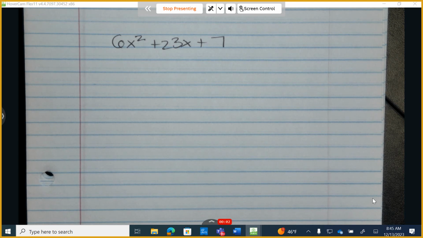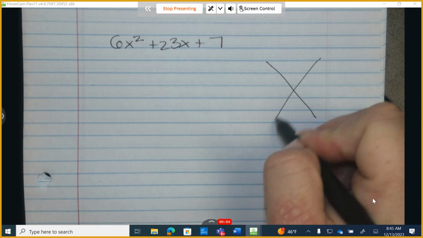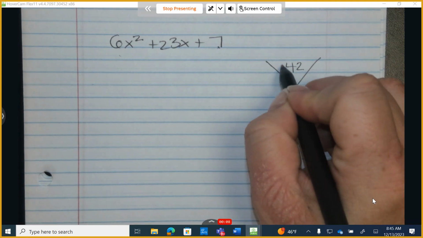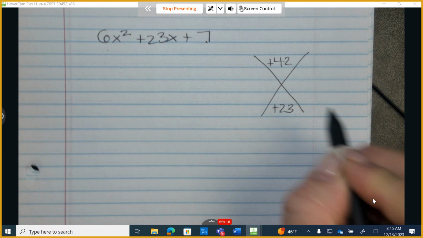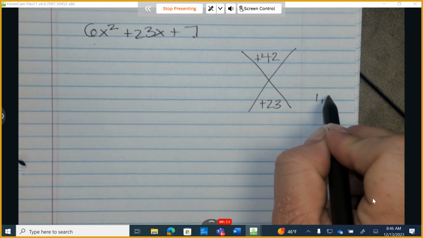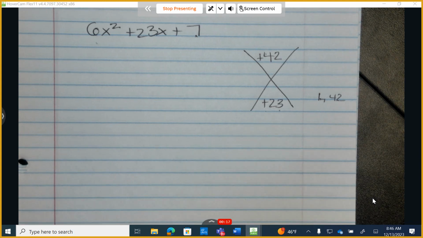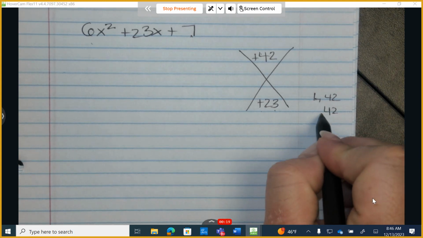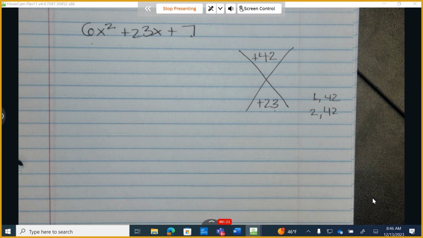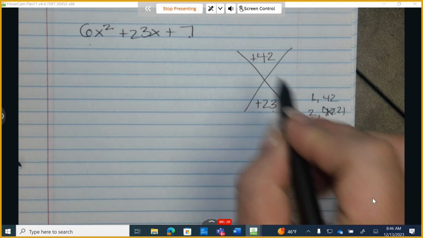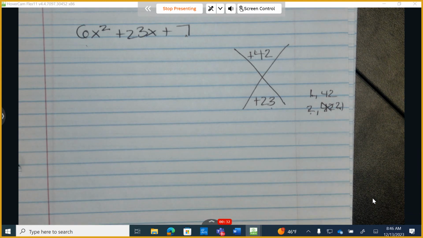Recall that factoring is just another way to rewrite in a condensed form what multiplies to give you a positive 42 and combines to give you a positive 23. So I'm going to go 42 divided by 1 divides it evenly, but it doesn't give you 23. 42 divided by 2. What's 42 divided by 2, kiddos? 21. So 21 times 2 is 42. Do these add up to 23?